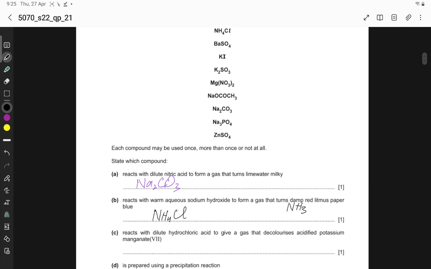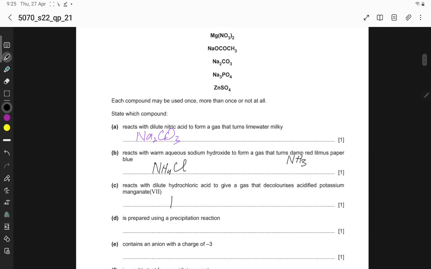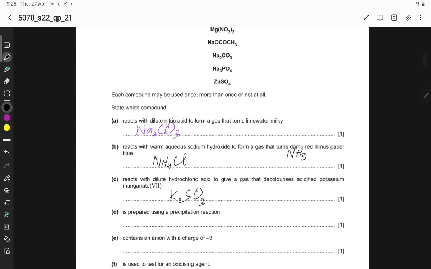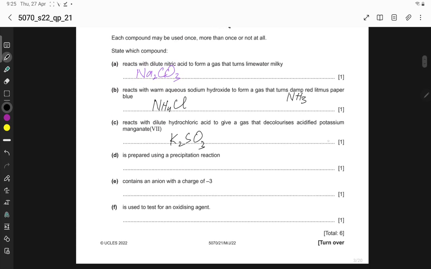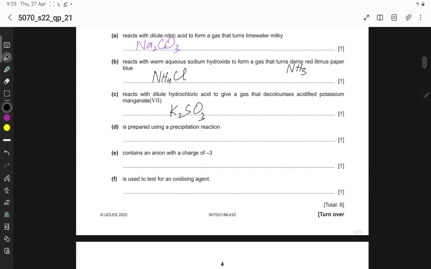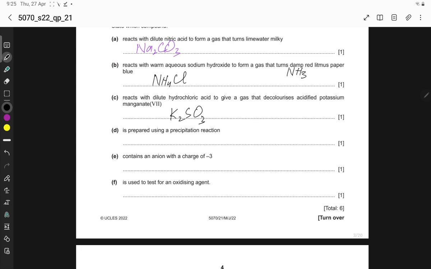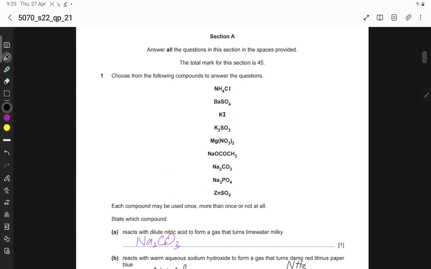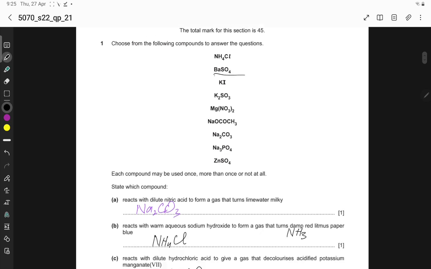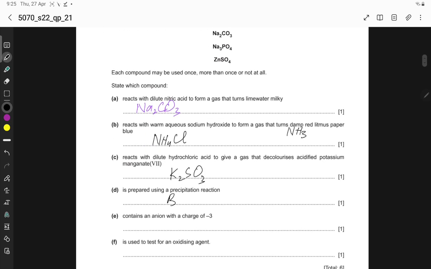React with dilute hydrochloric acid to give a gas that decolorizes acidified potassium manganate. This should be sulfite, potassium sulfite, because when you add hydrochloric acid to potassium sulfite or sulfite ions, it gives sulfur dioxide that decolorizes acidified potassium manganate from purple to colorless. Is prepared using a precipitation reaction, that is an insoluble salt. So this is barium sulfate.